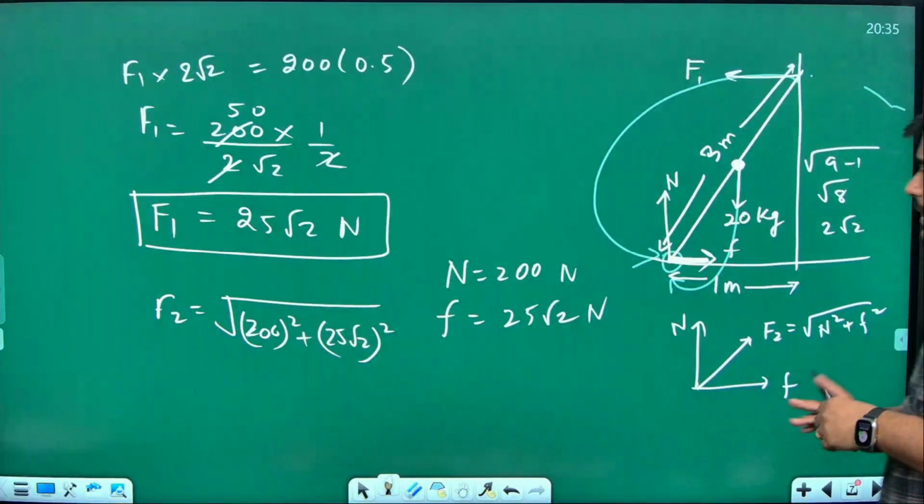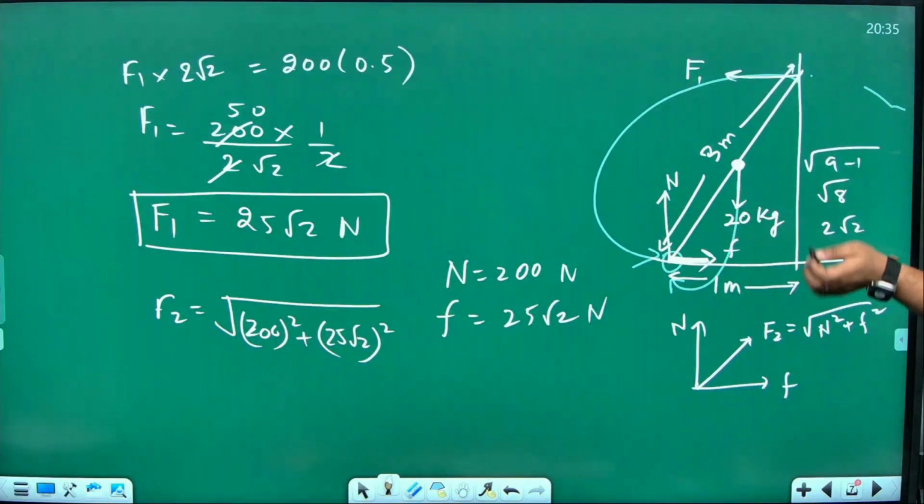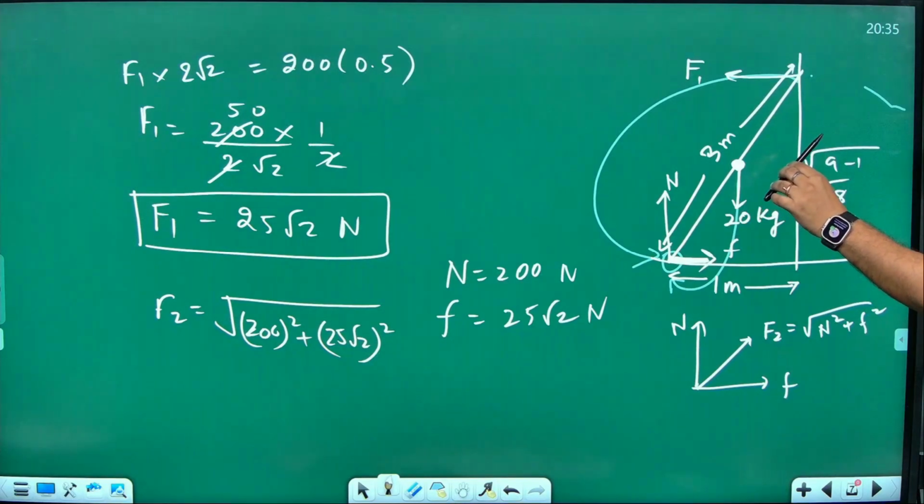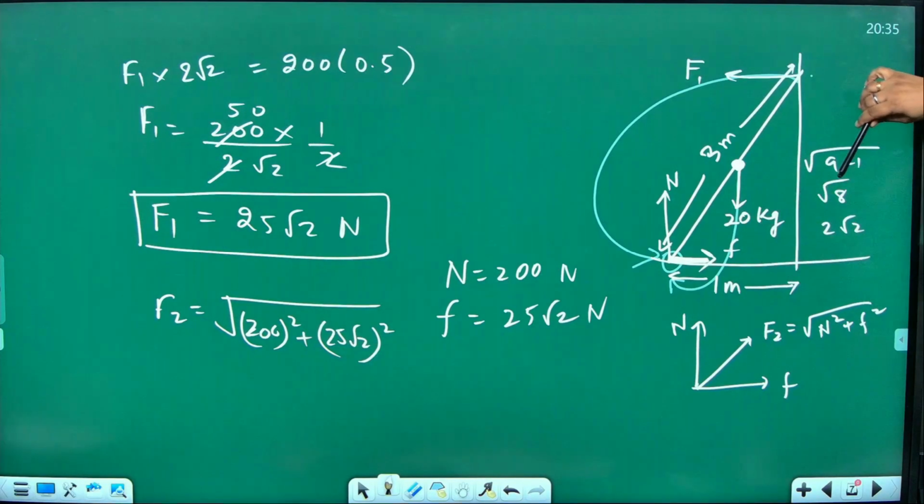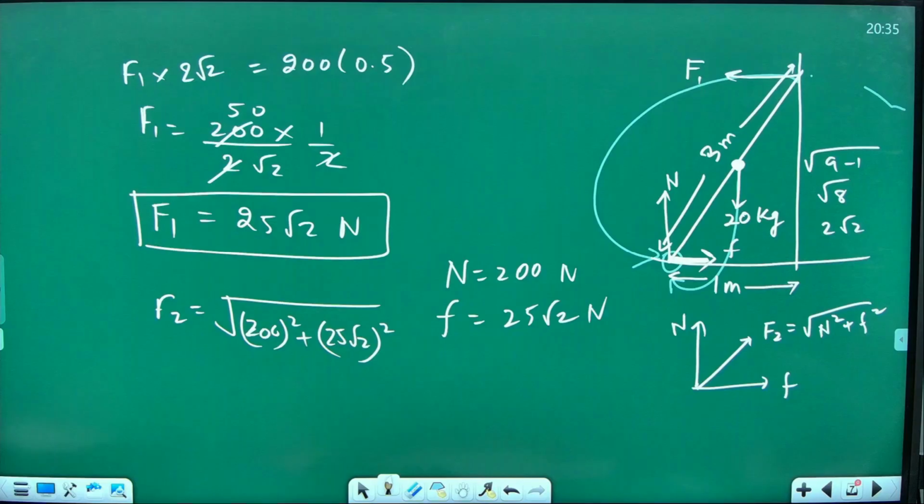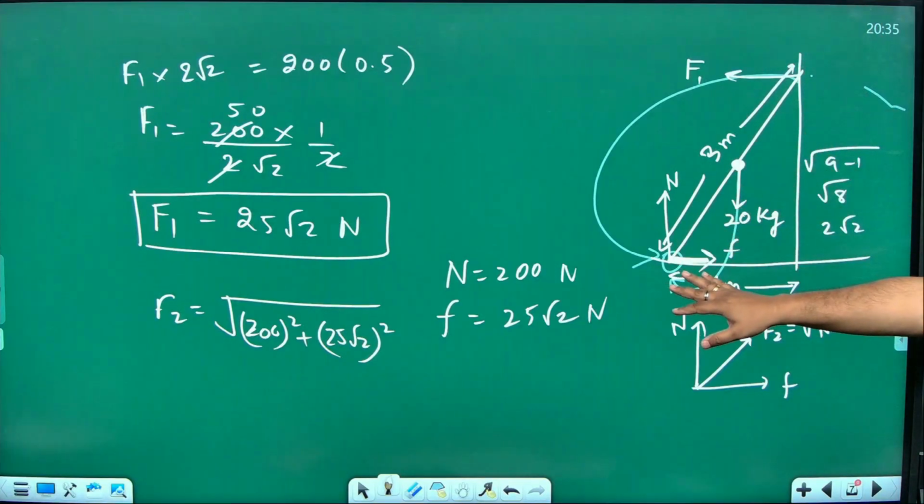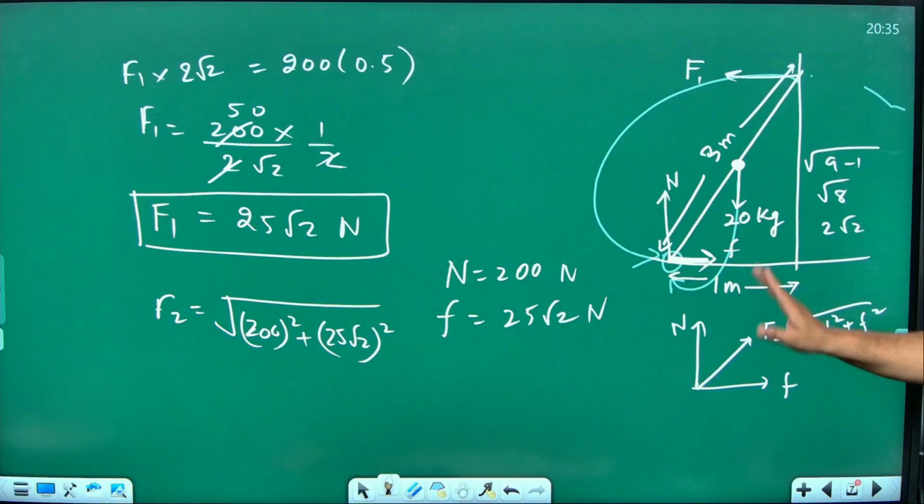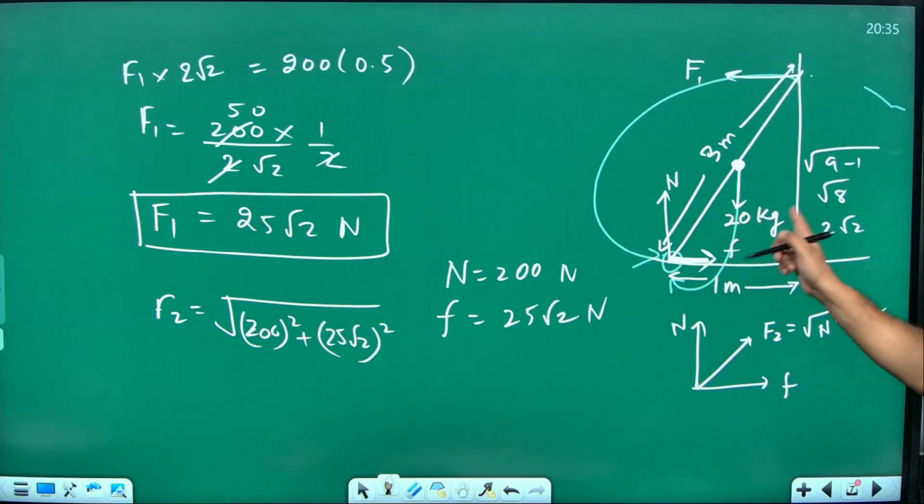In this case, my ladder is not moving. They have told in the question itself. It means whatever force is acting in this direction definitely is cancelled by the force in this direction, right? And whatever force is acting in the upward direction is cancelled by the downward direction. Net downward force, what is visible to you here? Only one force is visible. What is the upward force visible here? Only N. They both must be same for equilibrium.